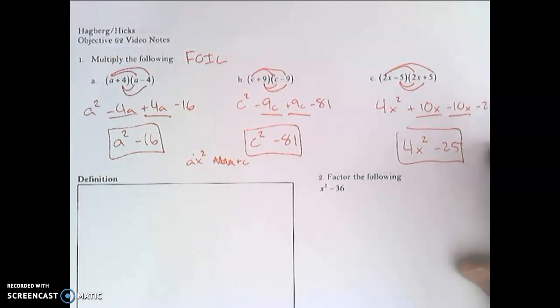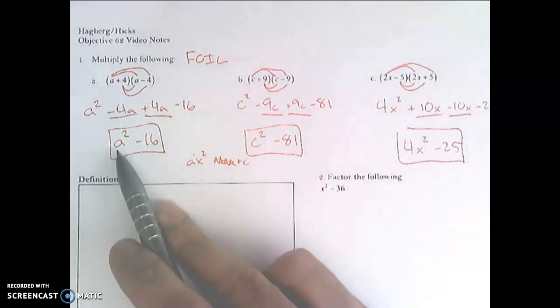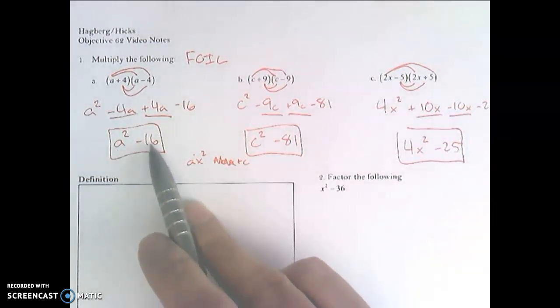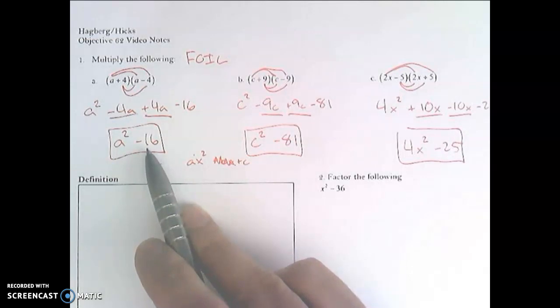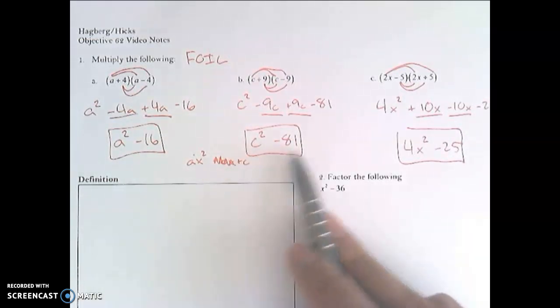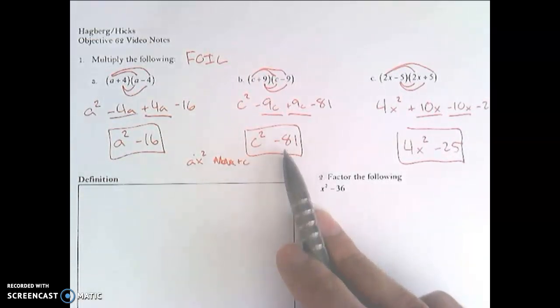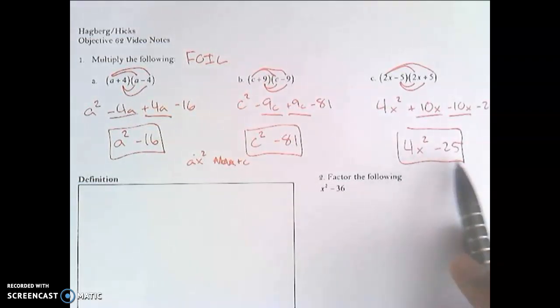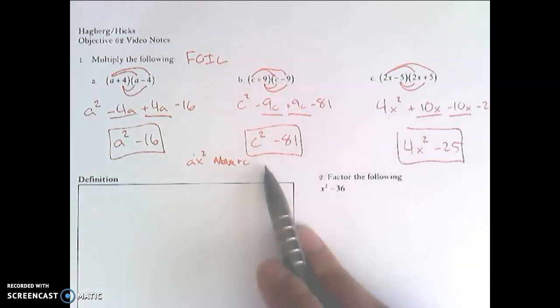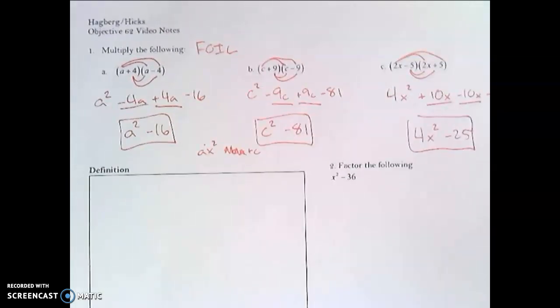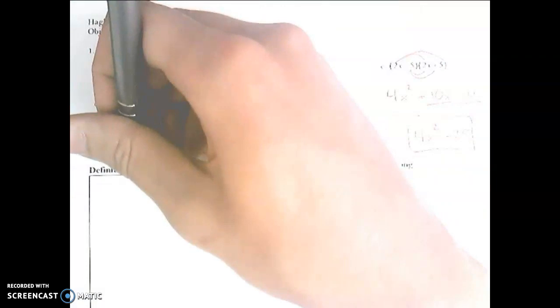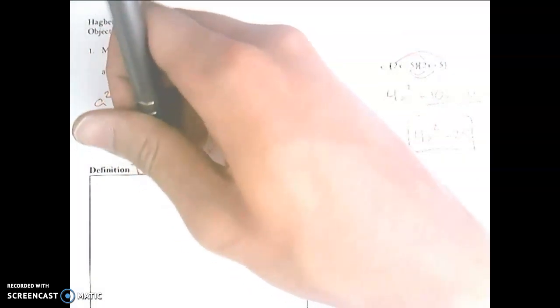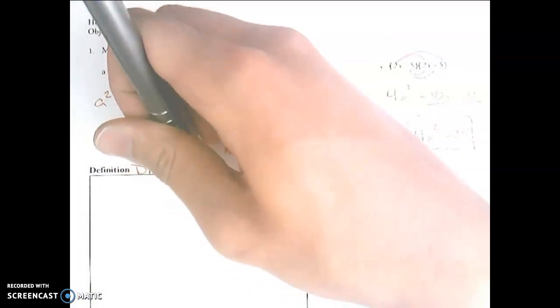Something you might also notice is that we have a squared and 16. 16 is a perfect square. Or we have c squared minus 81. 81 is a perfect square. Right? And then we've got 4x squared minus 25. 25 is a perfect square. And in fact, we've got x squared, c squared, a squared. Those are all perfect squares as well. So today we're talking about factoring a difference of squares.